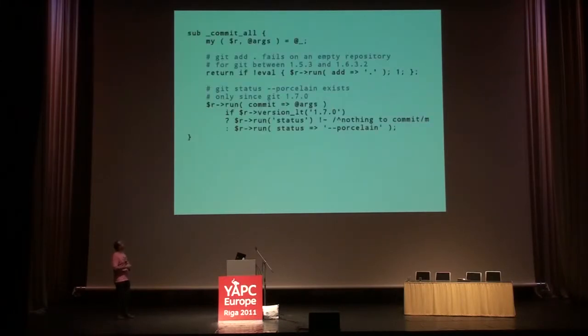And so I have to do this. If the version is lower than 1.7.0, I fall back to this and matching the output. And luckily, older versions of Git don't have localization, so that kind of stuff works. And when Git gets localization, it will be a later version, so this will guarantee to work too. So that's an example of using version comparison in your Git programs.